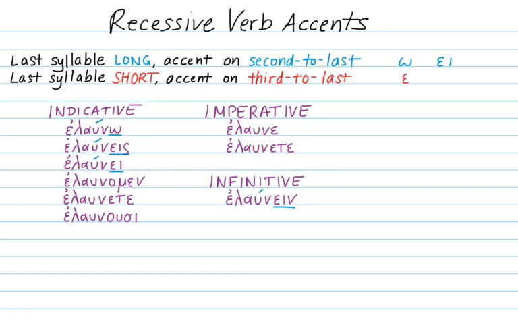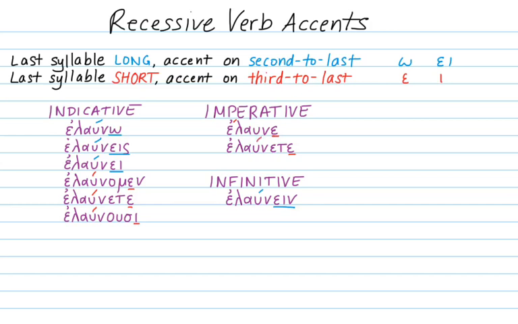Remember that the syllable is short if it does not contain a long vowel, so for our purposes, if it contains a short E or an iota. So this applies to men, te, si, e. If we add our accents to these, they go on the third to last syllable, giving us elaúnomen, elaúnete, elaúnousi, and in the imperatives, elaúne and elaúnete.